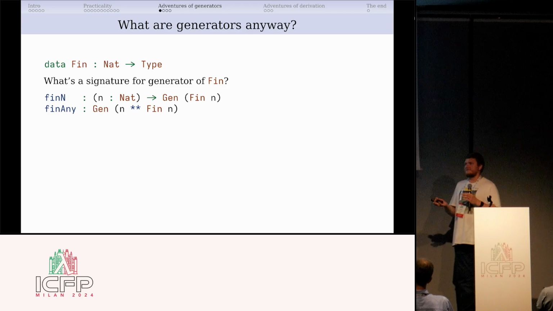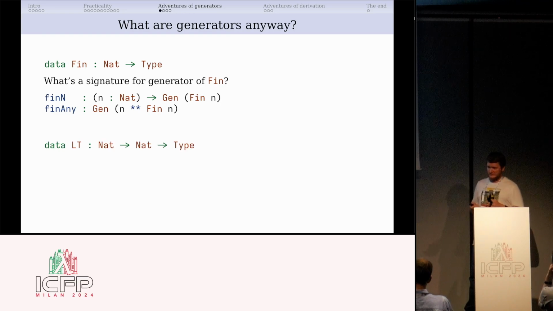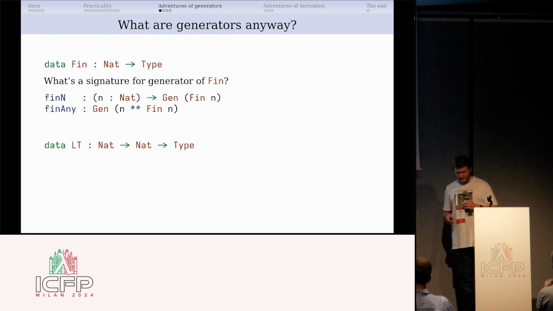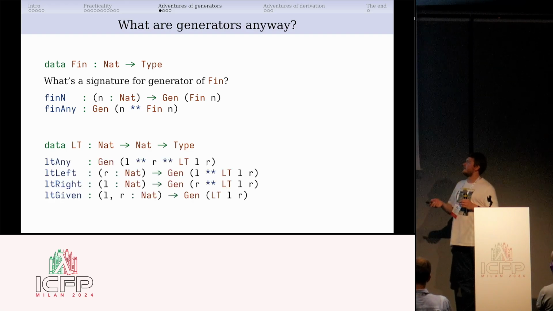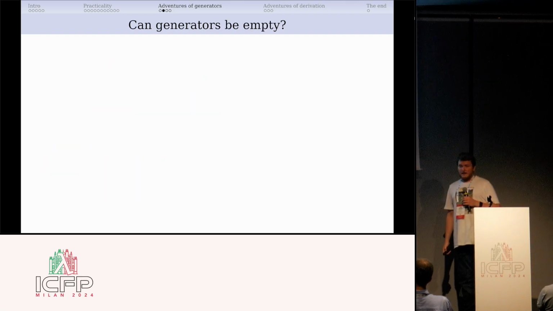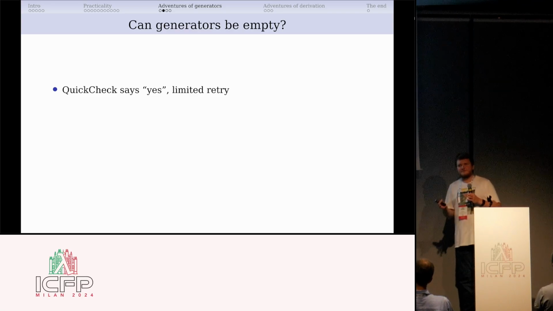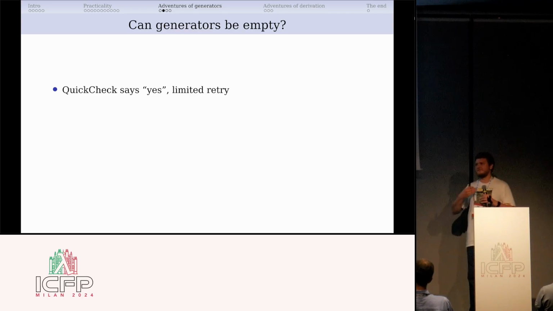Sometimes we need one, and sometimes we need another. With more complex types, like with several indices, we can have a bunch of different generators. And connected with this question is, can generators be empty? Well, QuickCheck says kind of yes, because you can at least filter an arbitrary generator.